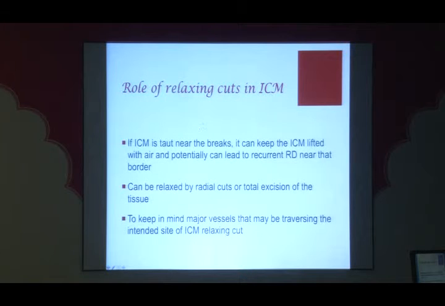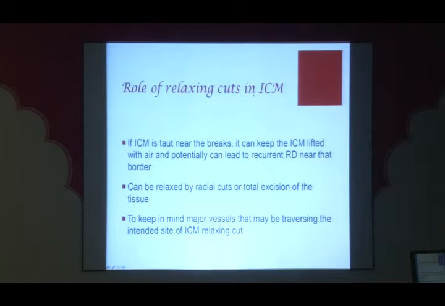There is a role of relaxing cuts in ICM in a few cases, but you must be conscious of the fact that the blood vessels supplying the normal peripheral retina can go across the ICM before they get into the normal retina. So if you were to cut blindly, you would cut the vasculature supplying or draining the blood from the peripheral retina. But you can cut between these major vessels and relax the ICM.